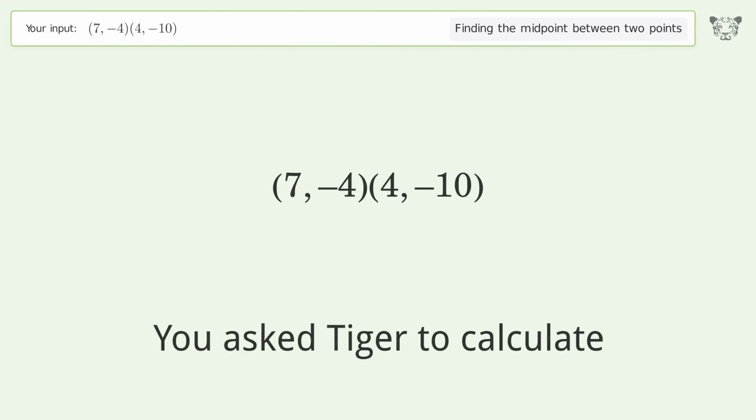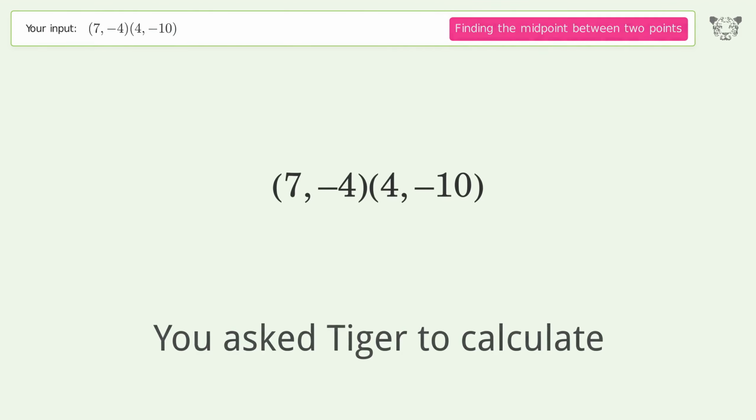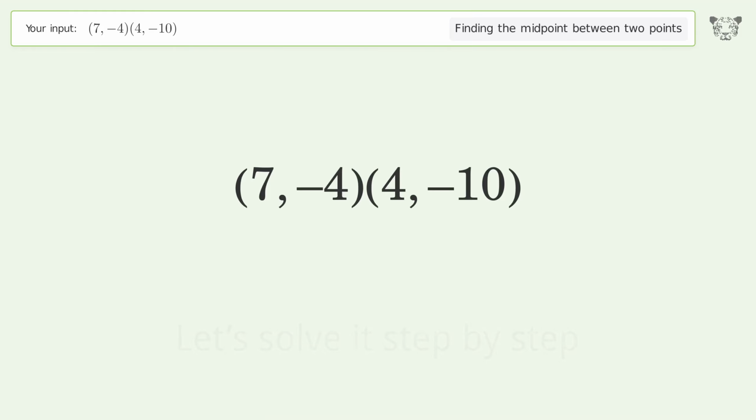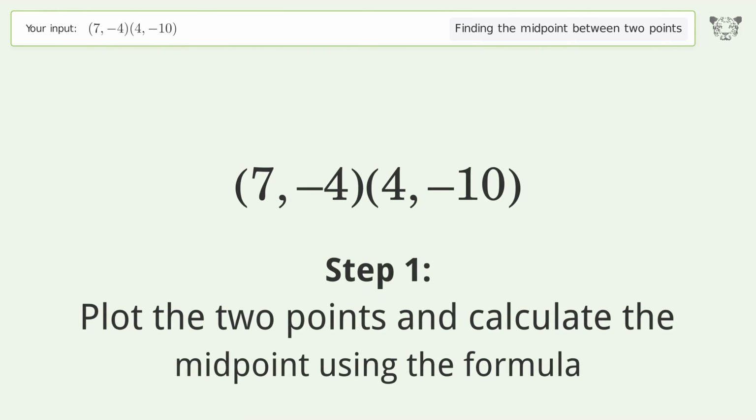You ask Tiger to calculate. This deals with finding the midpoint between 2 points. The midpoint between the 2 points is 5.5, -7. Let's solve it step by step. Plot the 2 points and calculate the midpoint using the formula.